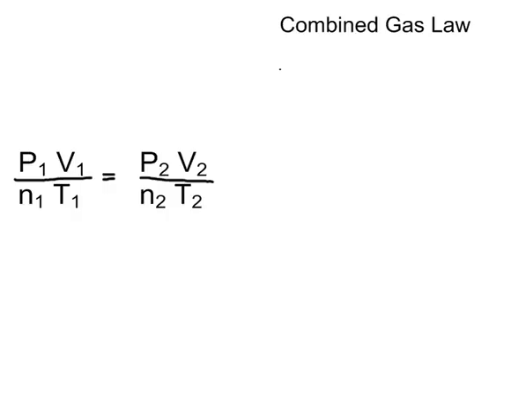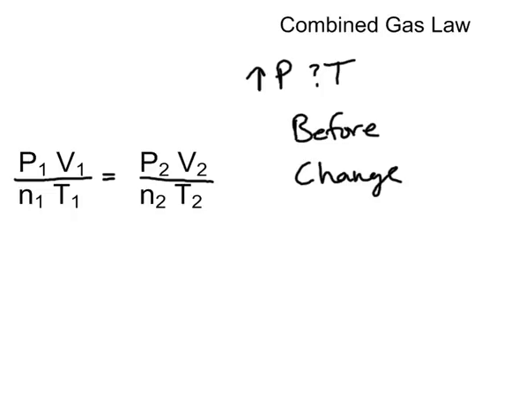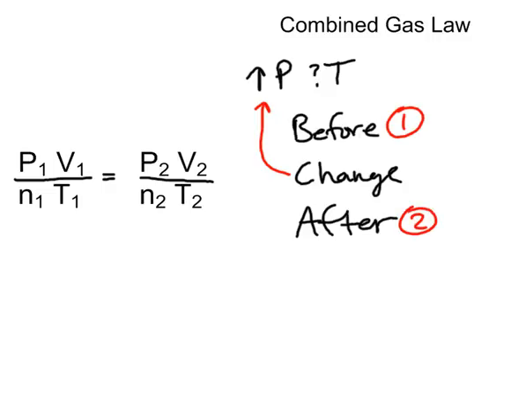For example, let's say I wanted to know if I increase pressure, what's going to happen to my temperature? So I'm going to have a before condition, and then I'm going to undergo a change, and then I'm going to have an after condition. Well, the before condition is what we are indicating with the ones over here, the P1, V1, N1, T1. The change is whatever is occurring. In this case, I'm increasing pressure. And then I want to know what happens, which would be my twos, which is the after the fact.